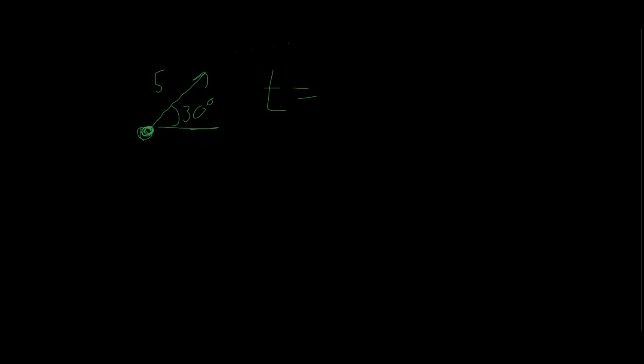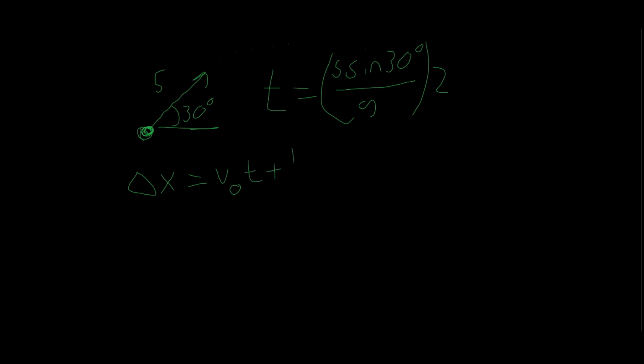So for this, its time would be 5 sine 30 degrees over g, and then all of this multiplied by 2. We could then use this time in the kinematics equation of change in position is equal to v naught t plus 1/2 a t squared.